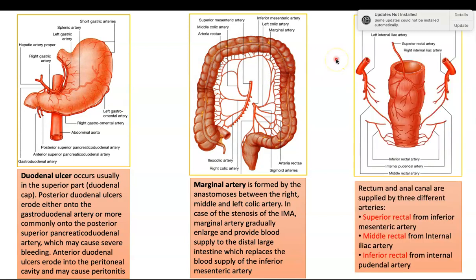Now, another important area is the blood supply of the rectum. As you can see, the rectum is getting its blood supply from three different sources.